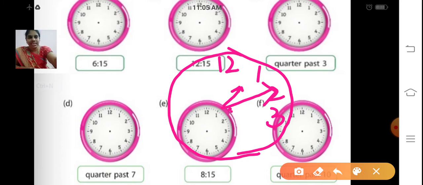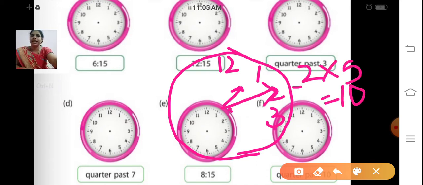Where is the longer one? It is at 2. So 2 into 5, multiply it by 5, so 10 minutes. And where is the shorter hand? It represents the hours, right? It is at 1. So the time is 1 hour 10 minutes. So you know how to see the time. Clear, children?